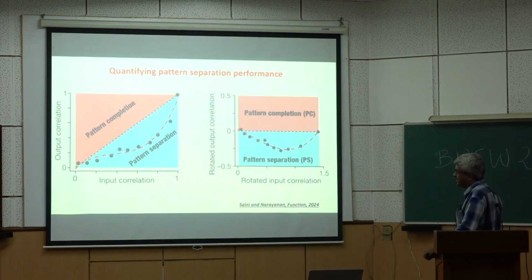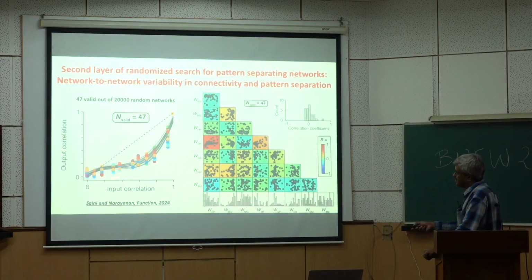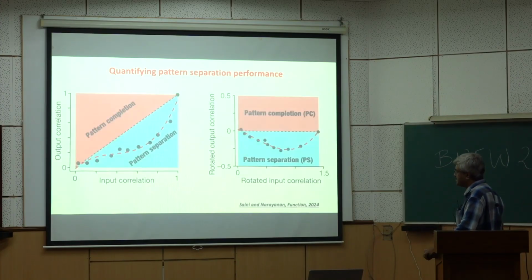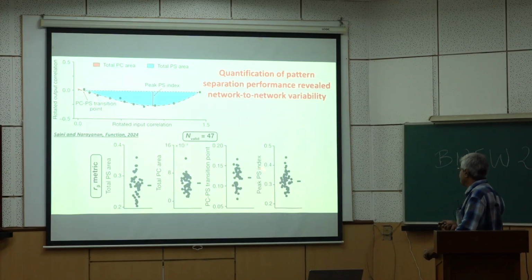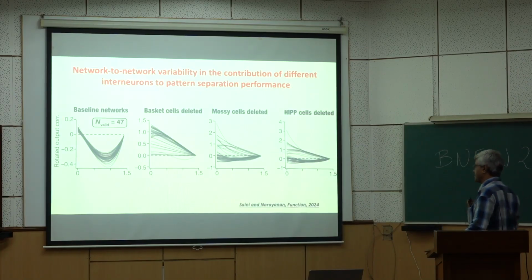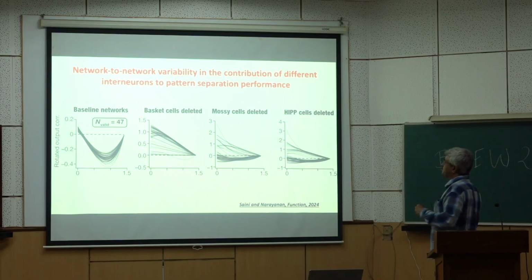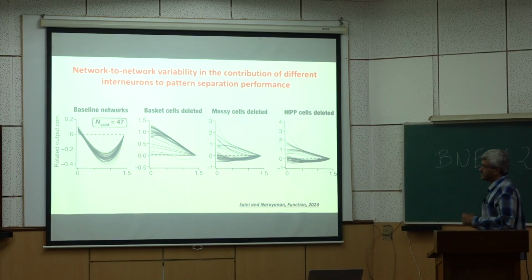All of them had shown, as you saw, efficacious pattern separation, but you observe that there is variability in those metrics as well. Right? So there is network to network variability. This was the most important conclusion from his study.